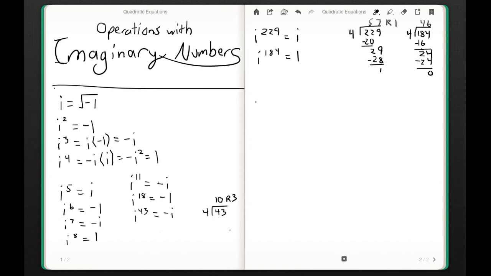The next thing we're going to work on is just regular operations with i. So what we're going to do is just add or subtract it like any other variable. So this will very simply be 3i plus 6i is 9i, and 2 minus 5 is 3. So 9i minus 3. Pretty simple.